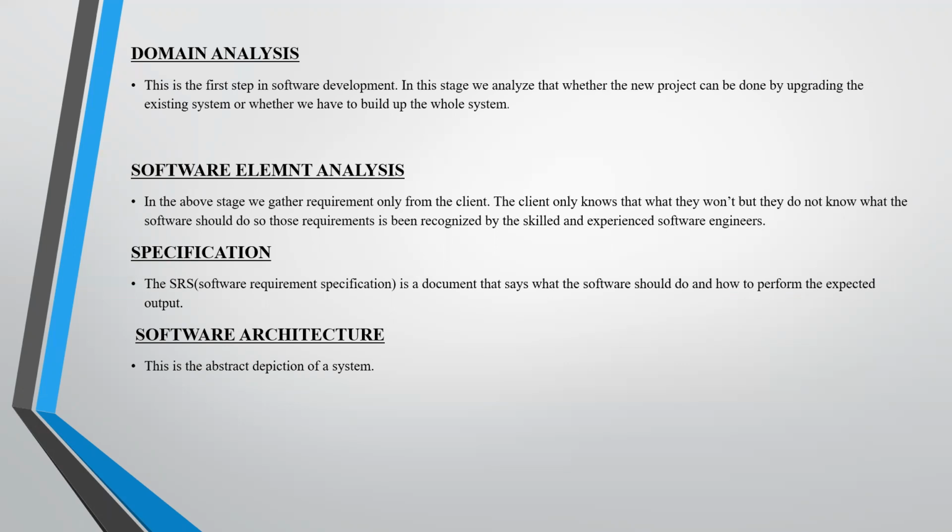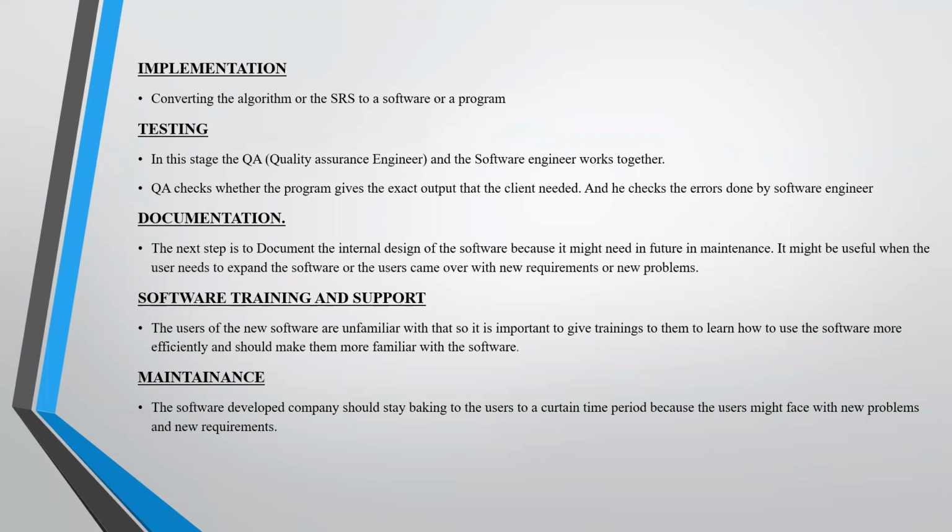Specification. The SRS document, or the system requirement specification, is a document that says what the software should do and how to perform the exact output. Software architecture. This is the abstract depiction of a system. Implementation. Converting the algorithm or the SRS to a software or a program.